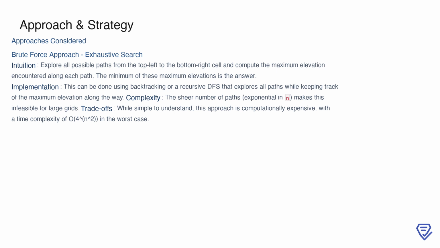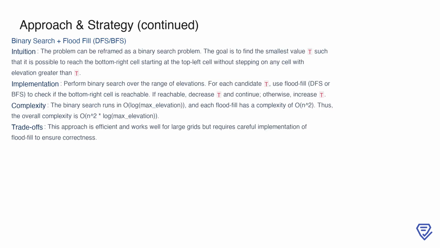While it's conceptually simple, this approach is infeasible for larger grids due to its extreme inefficiency. Now, a more efficient strategy involves using binary search combined with floodfill, either through depth-first or breadth-first search. The key insight here is that we can recast the problem as finding the smallest value t such that we can reach the bottom right corner of the grid without stepping on any cell with an elevation greater than t.